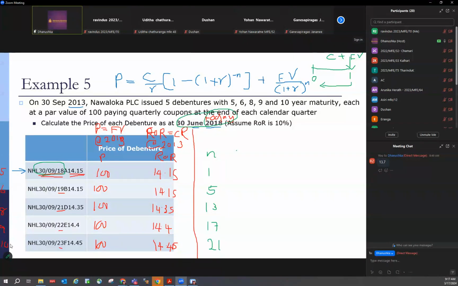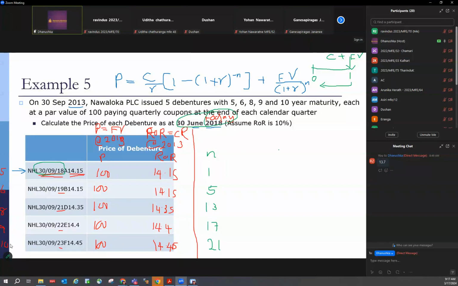When it was originally issued, the Navaloka debenture, the first debenture, is a 5-year debenture. A 5-year debenture implied 20 cash flows. But you're not going to get 20 cash flows anymore. It's the 30th of June 2018, that's the day today. Today, you're only going to get one more cash flow. N is 1.